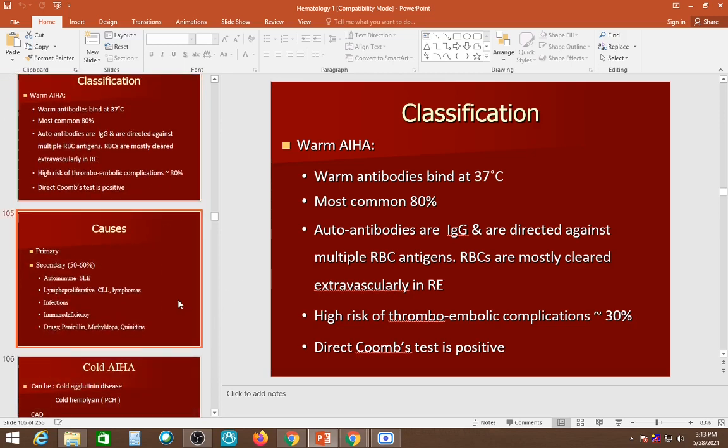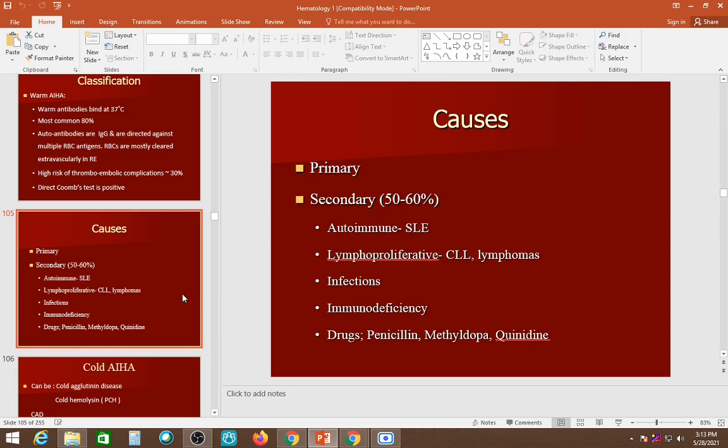Under the causes of warm AIHA, it can be primary or secondary. Primary is idiopathic, unknown, but secondary comprises 50 to 60%. Under this, we have autoimmune diseases like SLE, then lymphoproliferative diseases like CLL and lymphomas. Then we have certain infections, immunodeficiency, and certain drugs like penicillin, methyldopa, and quinidine.